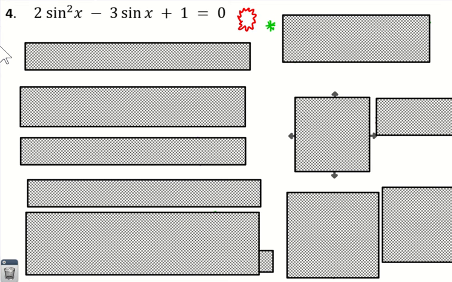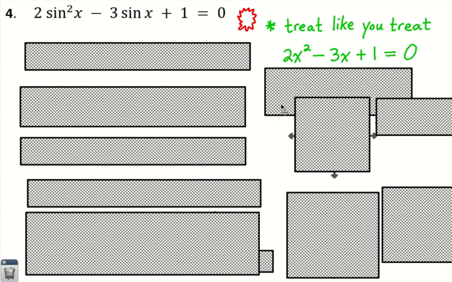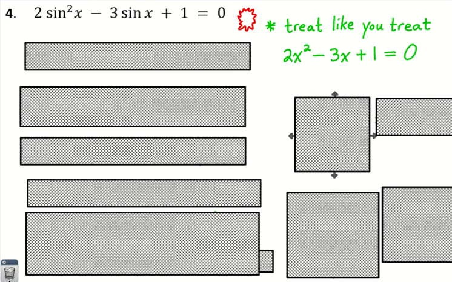Does this look like anything to you? Does it remind you of anything? Remember, the idea is maybe to get the sine of whatever, in this case the sine of x, by itself. Can we even do that? Can we even get the sine of x by itself? No. So if you haven't thought of this already, you want to treat this like you would treat it back in your Algebra 2 days.